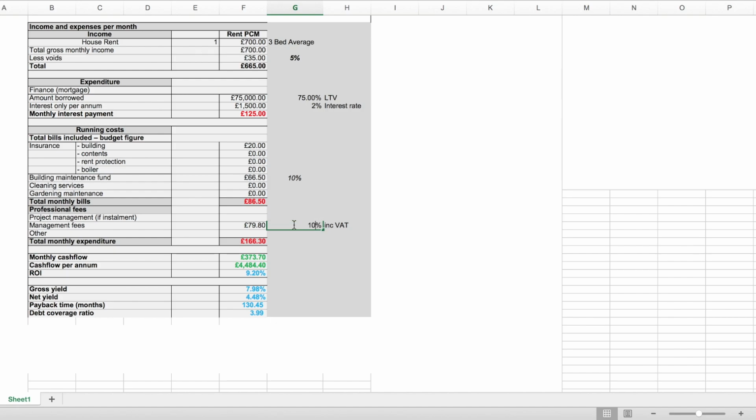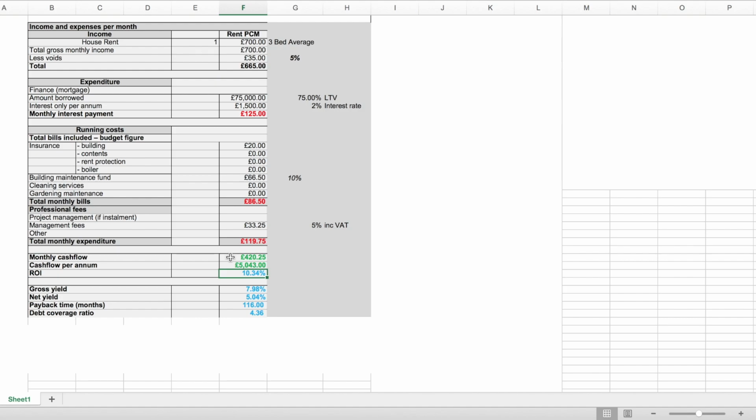You might be paying 10%. Some people are paying like 5%, things like that. So you just stick that in there. So anyway, that gets your total monthly expenditure, so your bills and your management fees added up. So this bit here subtracts those overheads from your gross rental income to give you your net monthly income times 12. So that's that bit per annum.